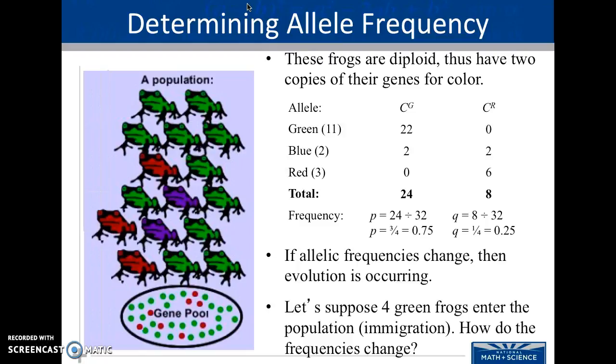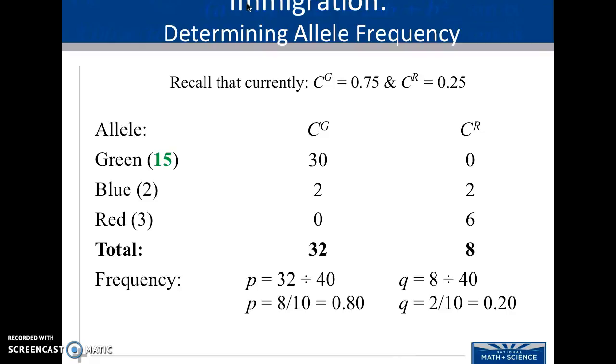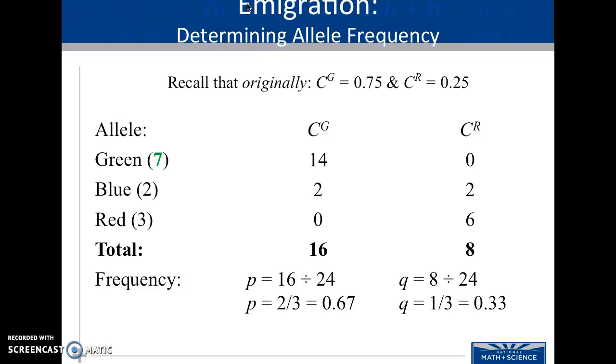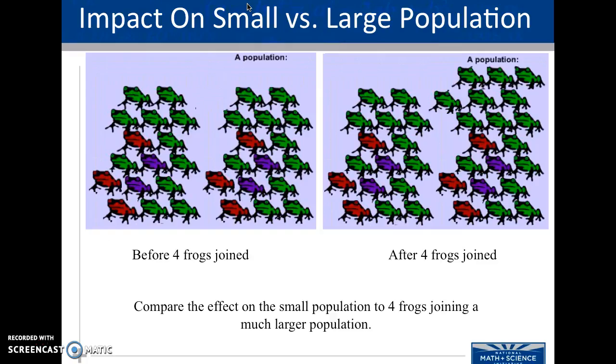Now let's suppose that 4 green frogs enter the population. How do the frequencies change? We see that I add more CG alleles, increasing the percentage of that within the population, 80% as opposed to 20% CR. How do the allelic frequencies change if 4 green frogs leave the population? Immigration is coming in, emigration is going out. We see that there is a decrease in the CG allele because my green frogs left, and an increase in the percentage of CR alleles.